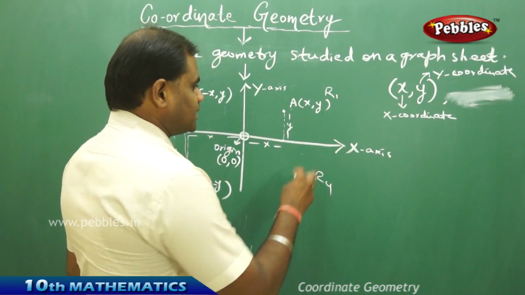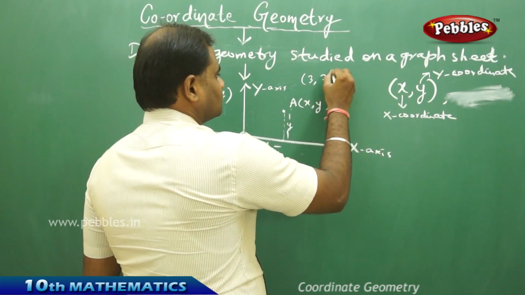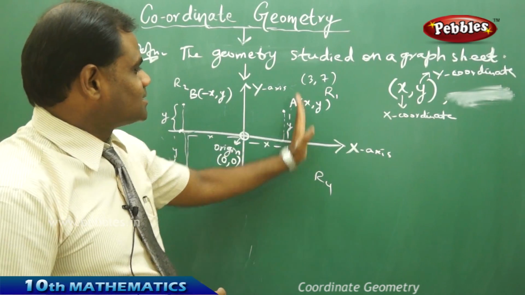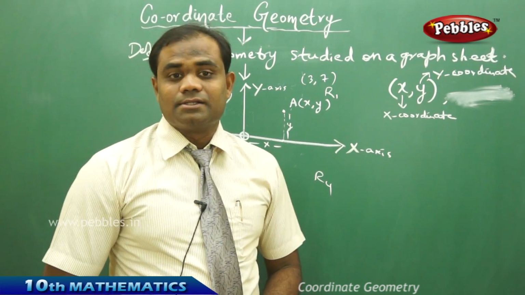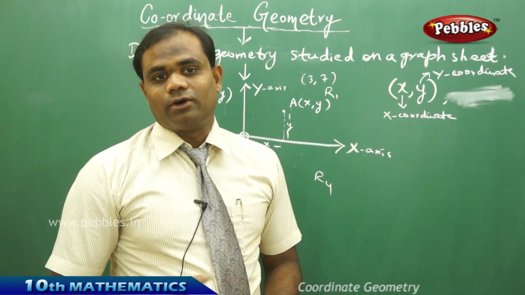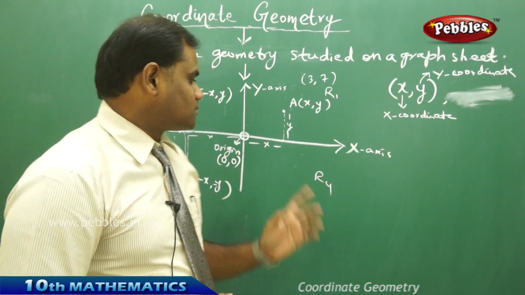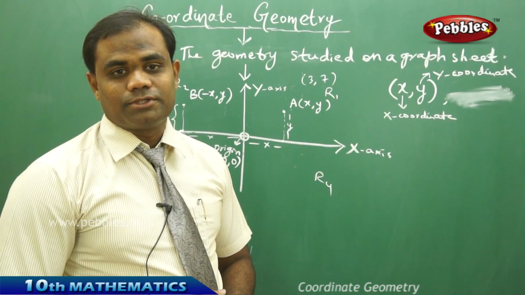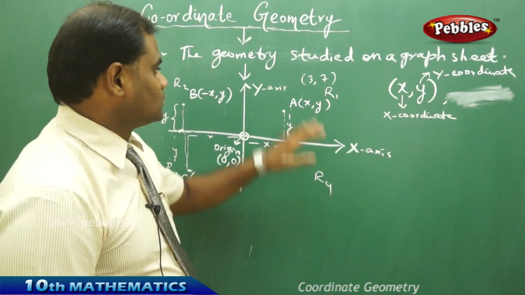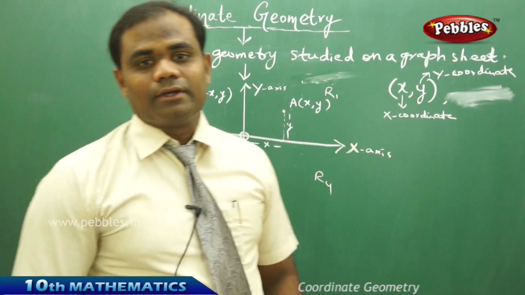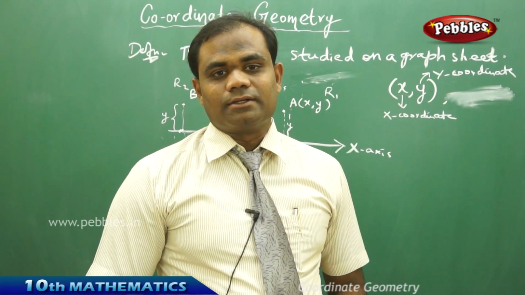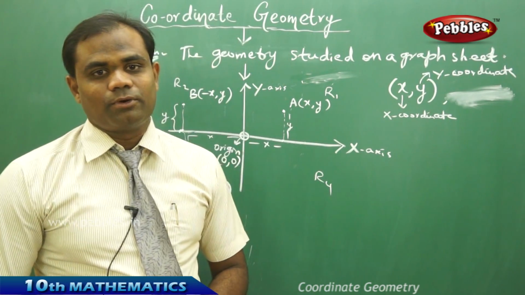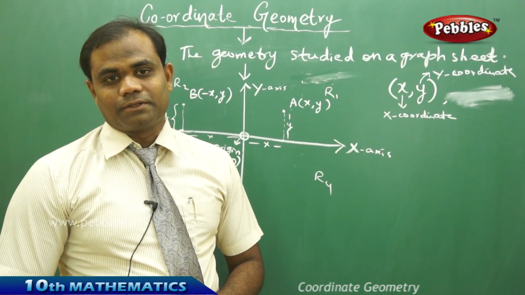Say for example, I take 3, 7. That means my object is 3 units from the x-axis and 7 units from the y-axis, is how I understand it in coordinate geometry. So when I take coordinate geometry, we always take it on the graph sheet, because the graph sheet is very accurate in identifying the points to perfection.